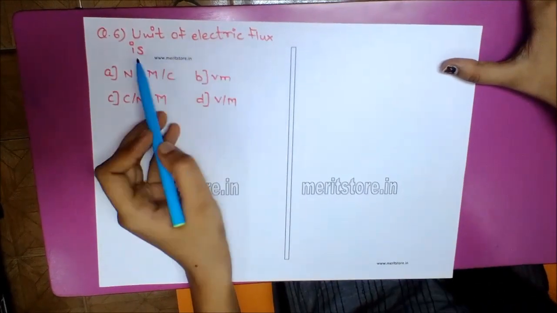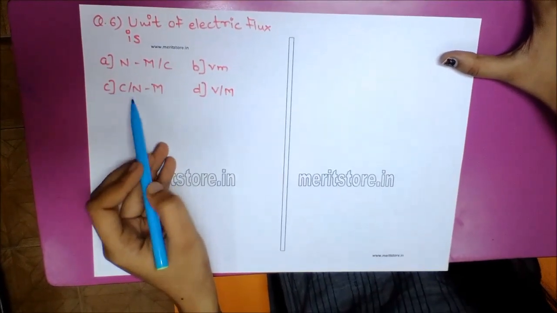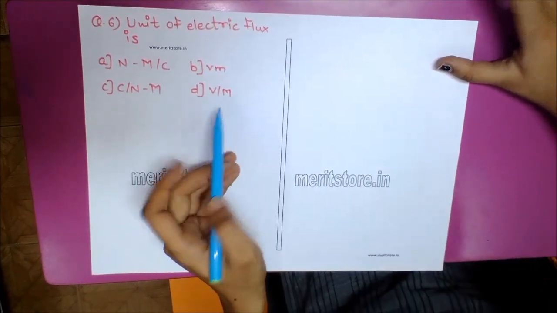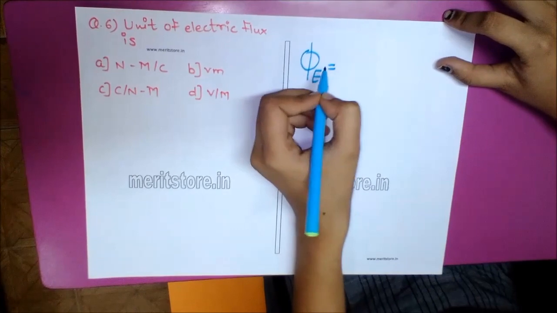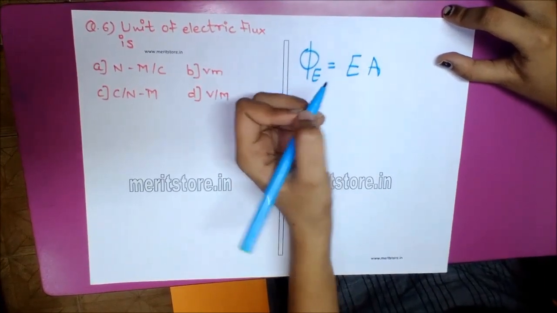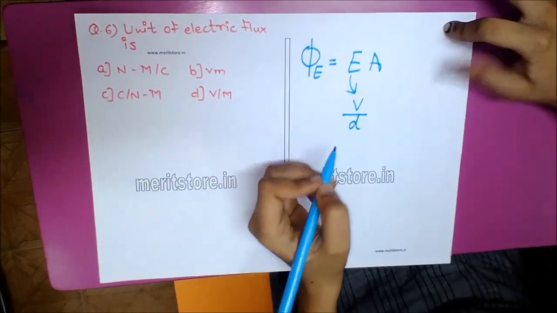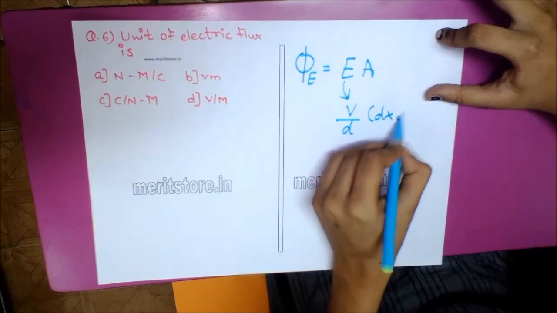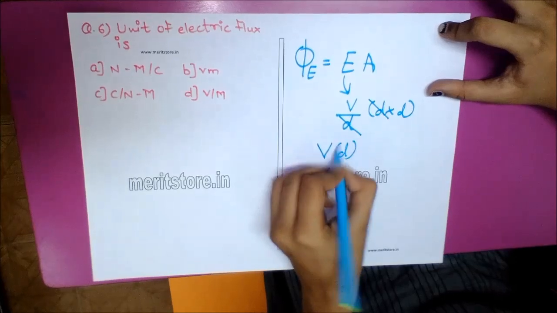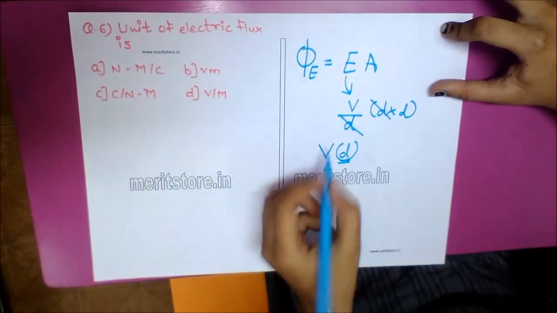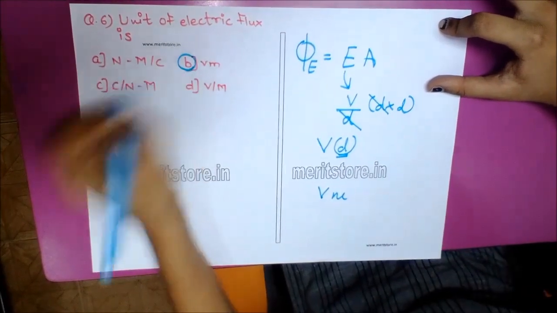Unit of electric flux is A Newton meter per coulomb, B voltmeter, C coulomb per Newton meter, D volt per meter. So over here we have to find the flux, electric flux. We know the formula of electric flux is EA. Now this E is V by D and A is length into length. So this length gets cancelled. So we have A and D, which we have designated for length. So V is volt and length is meter. Therefore voltmeter, option B is the correct option.